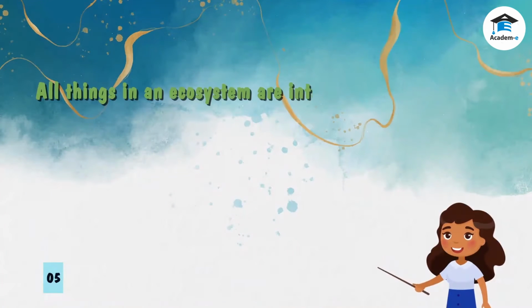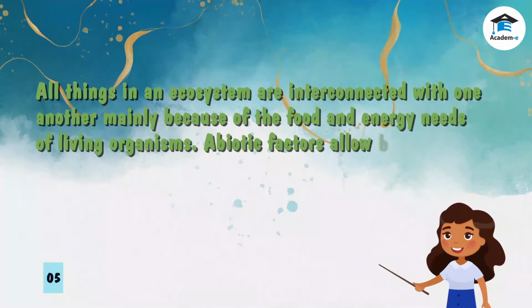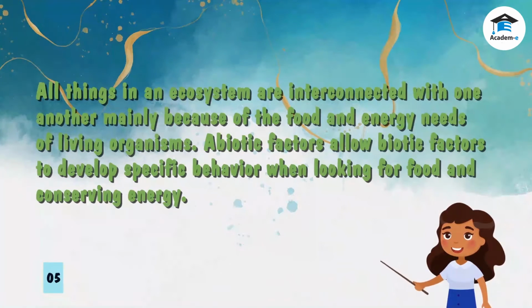All things in an ecosystem are interconnected with one another mainly because of the food and energy needs of living organisms. Abiotic factors allow biotic factors to develop specific behavior when looking for food and conserving energy.